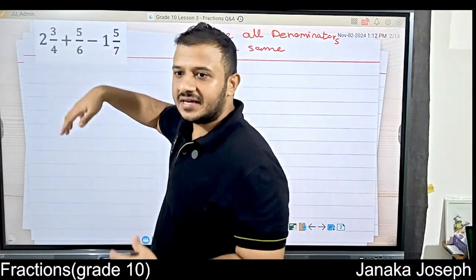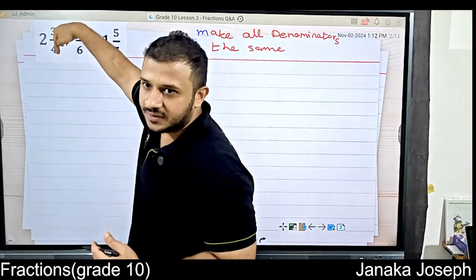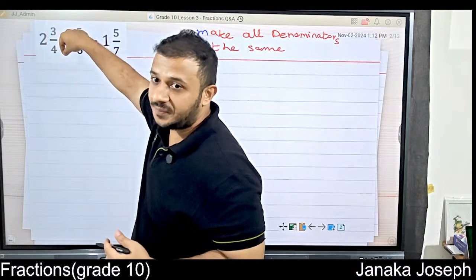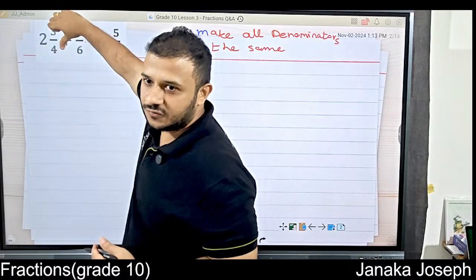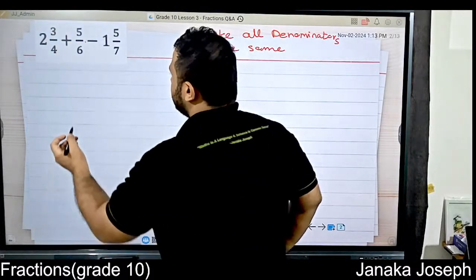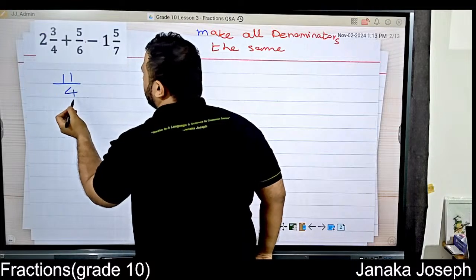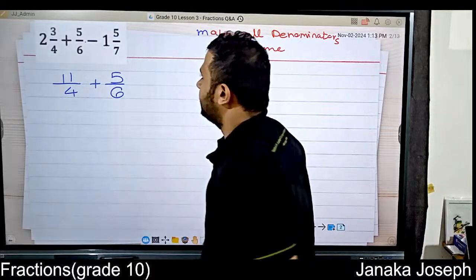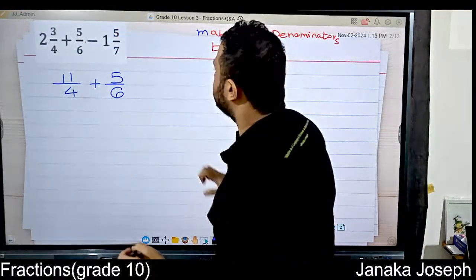So how do we make a mixed number into an improper fraction? Denominator times the whole number, add the numerator. So 4 times 2, that's 8. 8 plus 3, that's 11. So it will be 11 out of 4, add 5 out of 6. Then again, 7 times 1 is 7, plus 5 is 12.